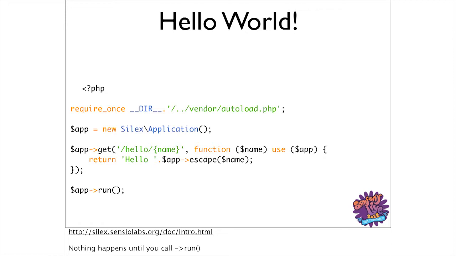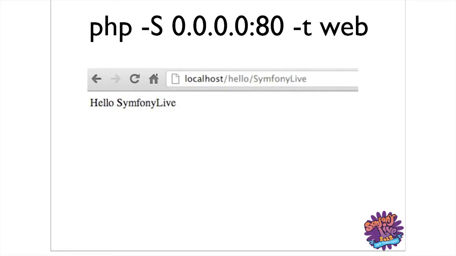We have app->get, and then the route name, /hello/{name}, that takes a parameter called name. And then we're going to pass this to a controller, which in this case is just a function that accepts the parameter name, uses the application, so we expose the Silex application, and then we just return straight text, hello, and then escape the parameter name. What does this look like, you ask? Really straightforward. /hello/SymfonyLive returns just the text hello SymfonyLive. That's all there is to Silex.